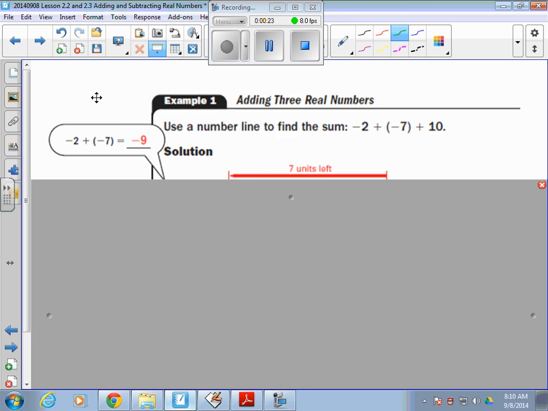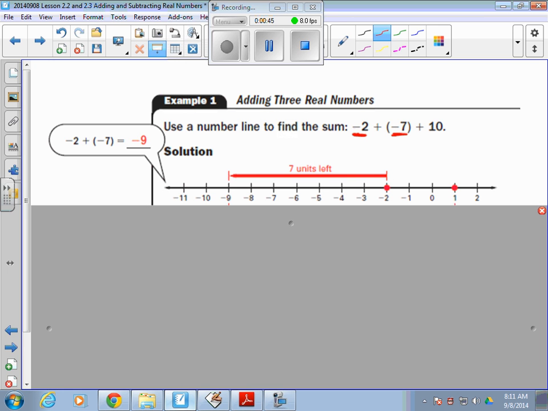Example number 1 says adding three real numbers. When you have -2 plus -7 plus 10, the first thing you want to do is add the first two numbers, or you can associate them in a different way, which we'll look at an example like that in a minute. You begin at -2.